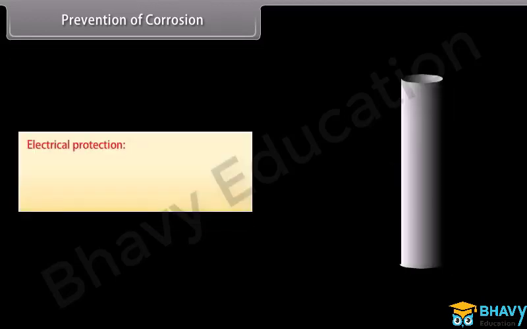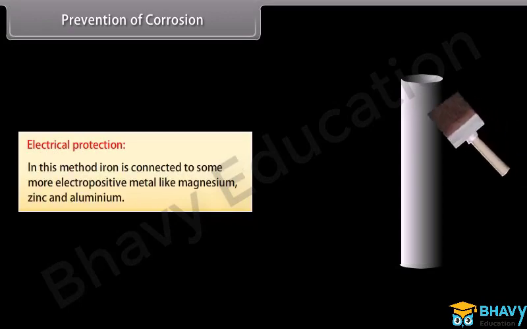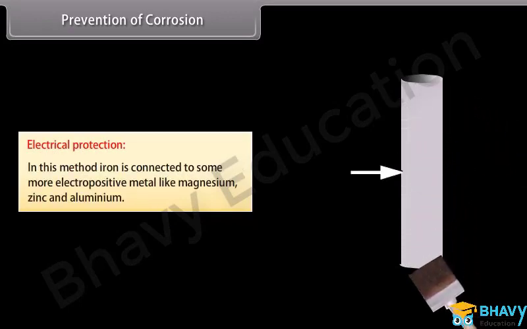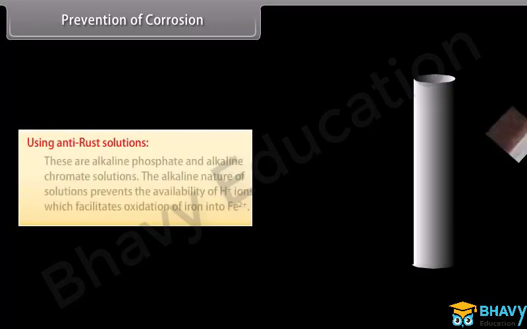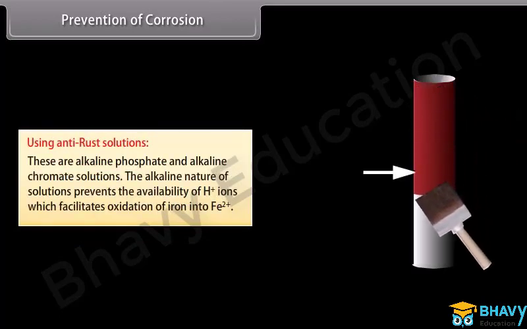Electrical protection. In this method, iron is connected to some more electropositive metal like magnesium, zinc and aluminium. Using anti-rust solutions. These are alkaline phosphate and alkaline chromate solutions. The alkaline nature of solutions prevents the availability of H+ ions, which facilitates oxidation of iron into Fe+2.